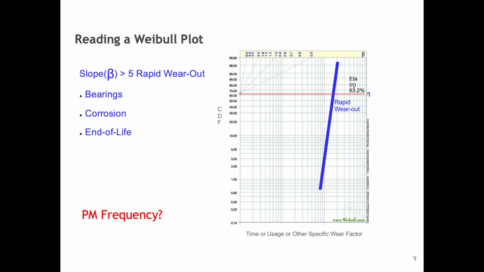Now, when the slope of the line is much greater or steeper, for instance 5, that's the rise over run, it indicates a rapid wear-out failure mode, which might be typical for bearings or when you have corrosion, or maybe it's just end-of-life modes. Also, this case provides clear direction on the recommended frequency of a PM or replacements.